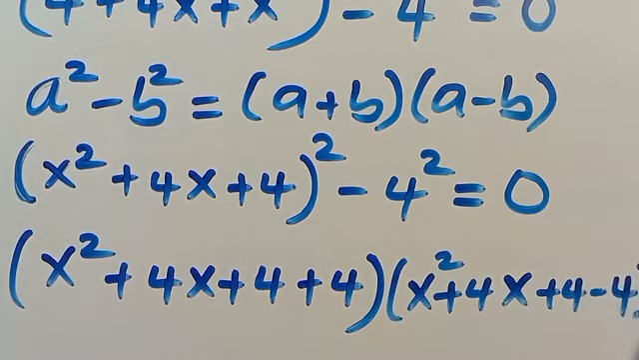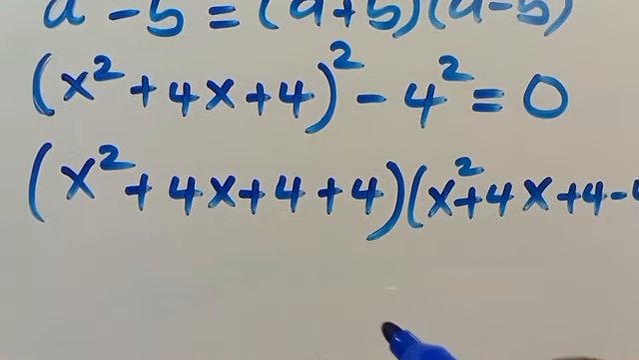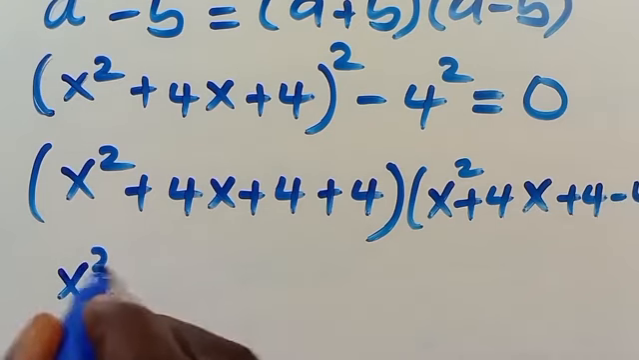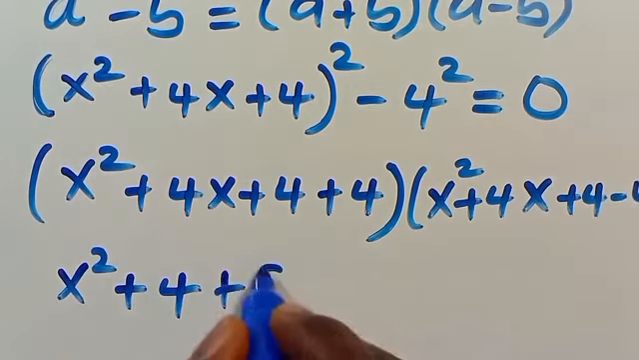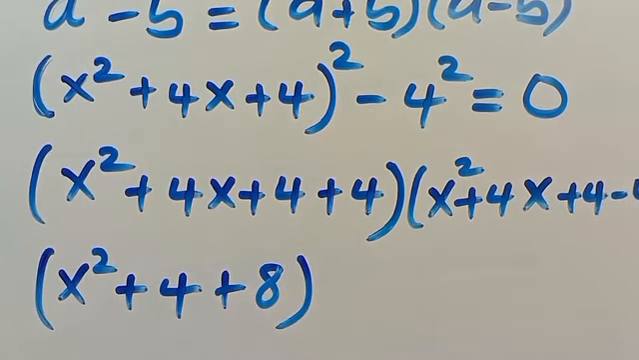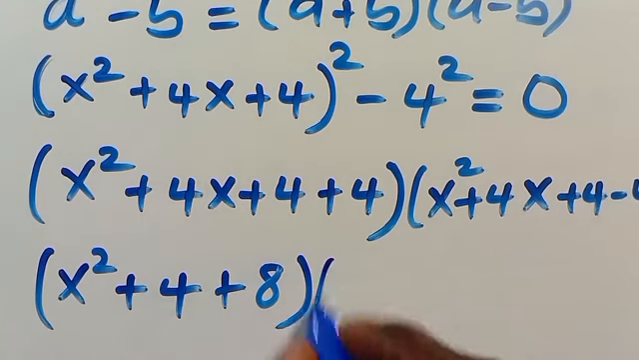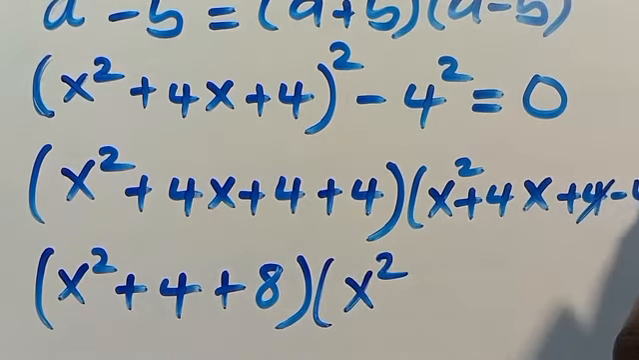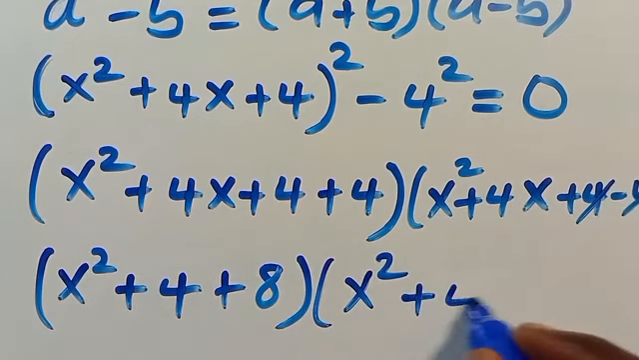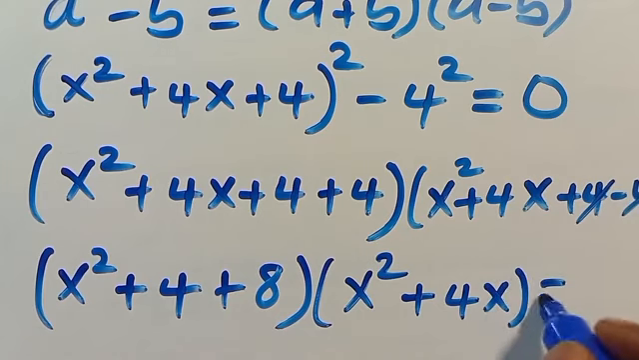Then equals 0. So from here we have (x^2 + 4x + 4 + 4), which will give us plus 8, in parentheses. Then multiply by x^2. This 4 will cancel this 4. We have plus 4x, then equals 0.